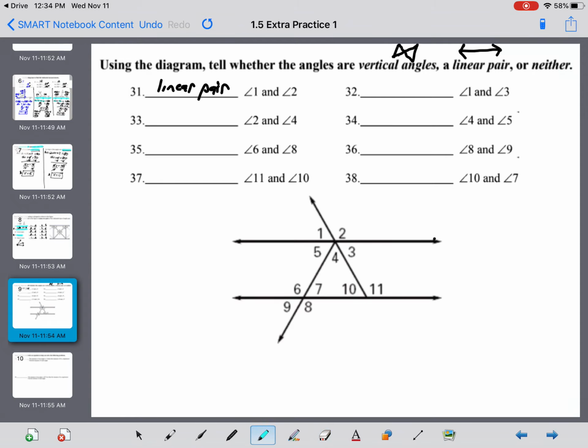Angle 2 and angle 4. Here's angle 2. Here's angle 4. Okay, those are not vertical, and they are certainly not linear. So neither.